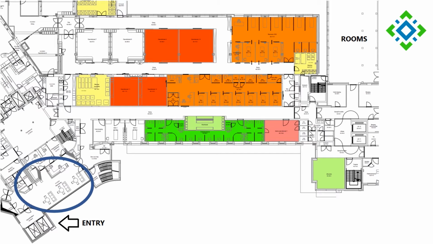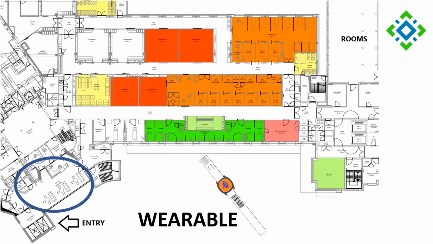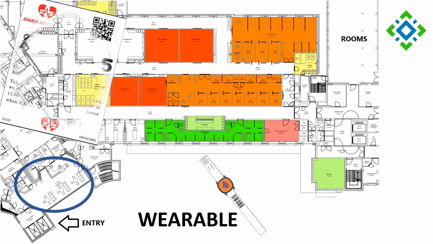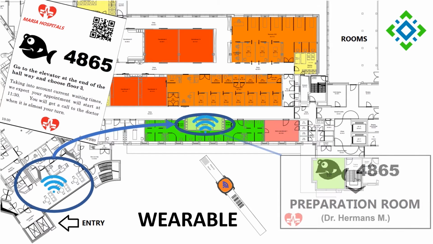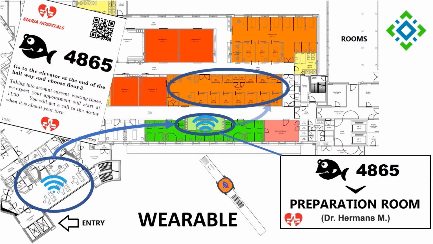So we start at the subscription desk, patient comes in, gets subscribed and gets a wearable. More about the wearable later. He gets also a ticket with wayfinding information in order to reach the waiting room, and also on that ticket there's information about the mobile app. Later more about the mobile app. The patient goes into the correct waiting room and a member of staff, we'll see in the software later, can call the patient into the preparation.